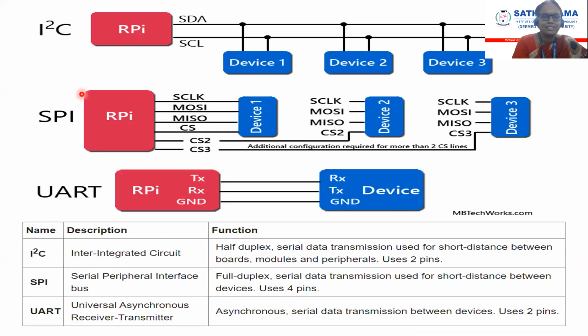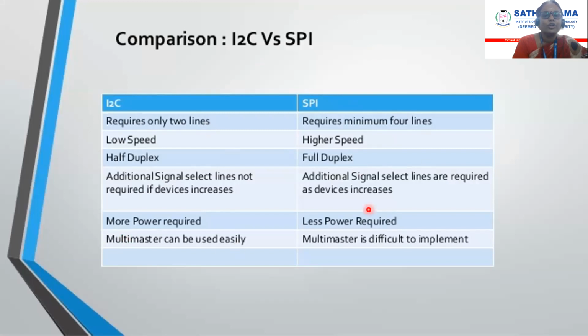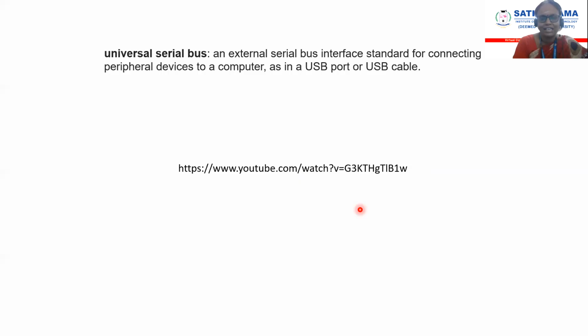I compare three buses: I square C, SPI, and UART. This can be asked in 2 marks. This can be explained. Most of the time they ask you to compare I square C and SPI. It's one of the important 2 marks, I square C and SPI comparison.